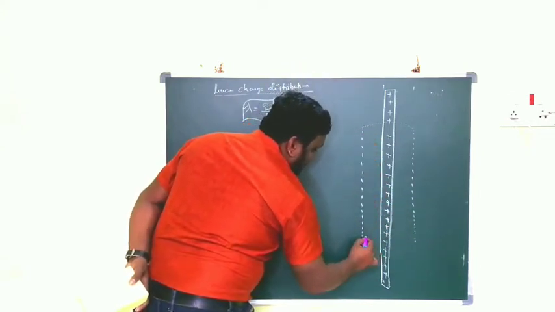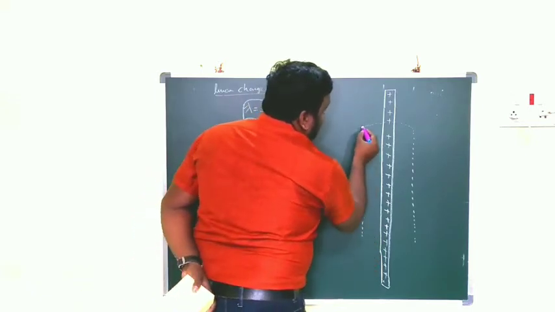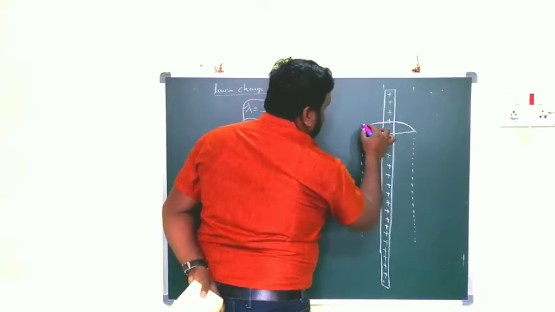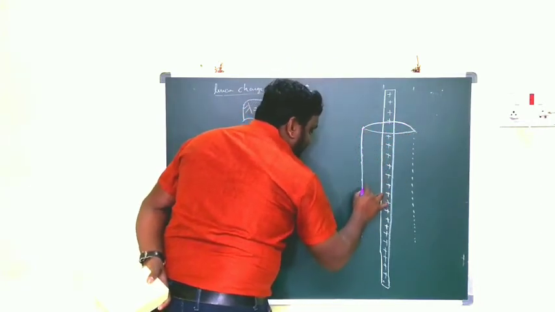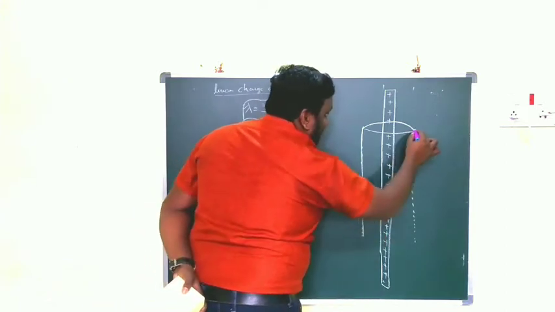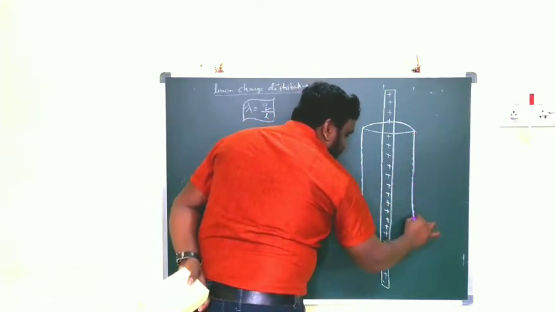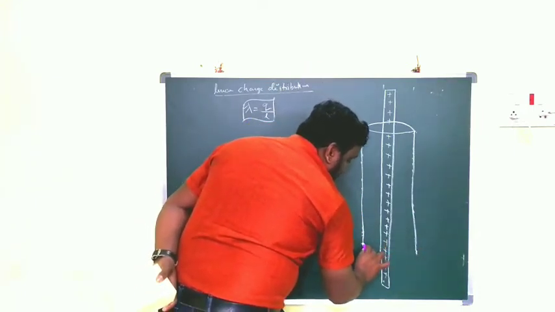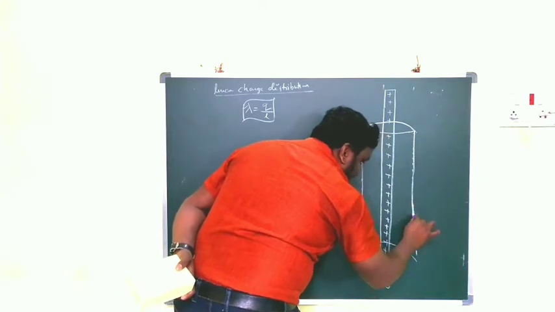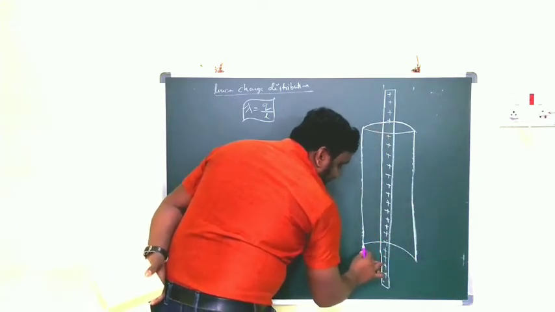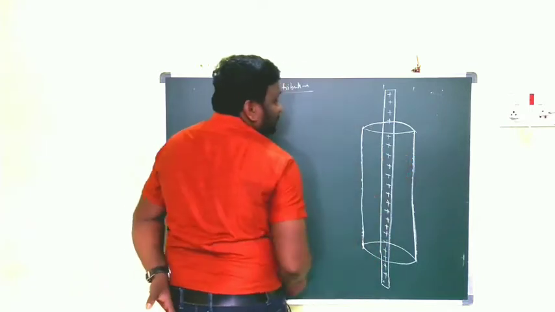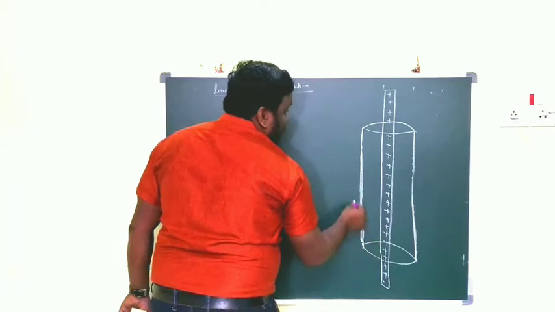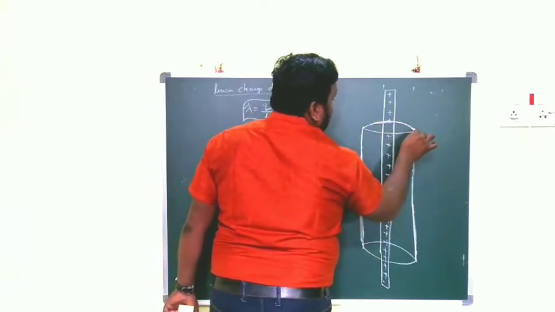This is now the Gaussian surface. What is a Gaussian surface? A Gaussian surface is nothing but a surface we imagine to explain the flux. The surfaces which are very useful to explain the flux are called Gaussian surfaces, because here we are using Gauss law. So now we are taking one cylindrical Gaussian surface.